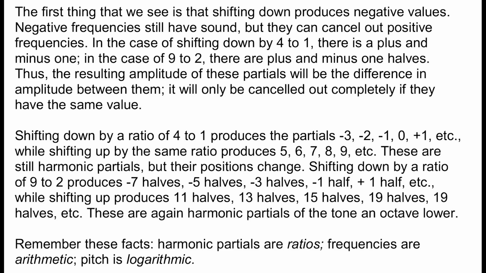Shifting down by a ratio of 4 to 1 produces the partials minus 3, minus 2, minus 1, 0, plus 1, etc., while shifting up by the same ratio produces 5, 6, 7, 8, 9, etc. These are still harmonic partials, but their positions change. Shifting down by a ratio of 9 to 2 produces minus 7 halves, minus 5 halves, minus 3 halves, minus 1 half, plus 1 half, etc., while shifting up produces 11 halves, 13 halves, 15 halves, 17 halves, 19 halves, etc. These are again harmonic partials of the tone an octave lower.